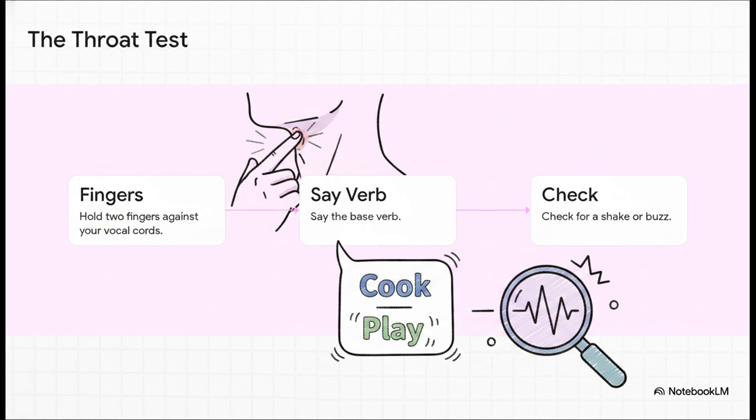Go ahead, try saying the word cook. Now say play. Do you feel the difference at the very end of the word? When you finish that K sound in cook, your throat is still. That's what we call a voiceless sound. But when you hold the A sound in play, your fingers should be vibrating. That's a voiced sound. Feeling this physical difference is the absolute master key to unlocking our past tense rules.